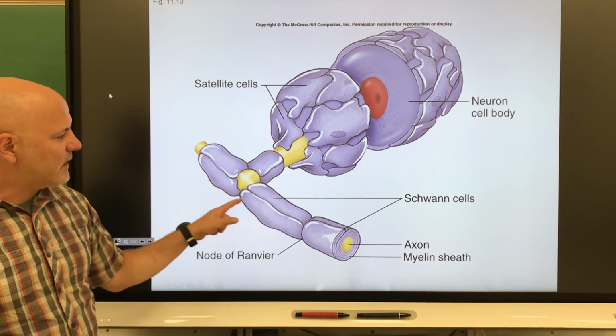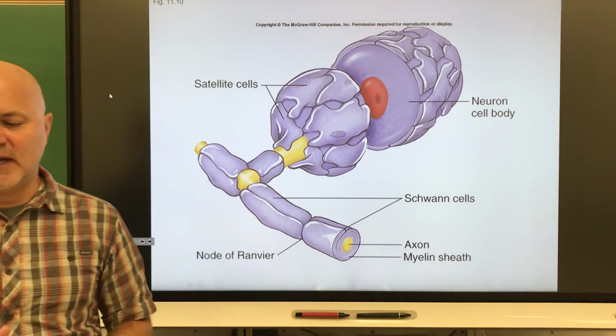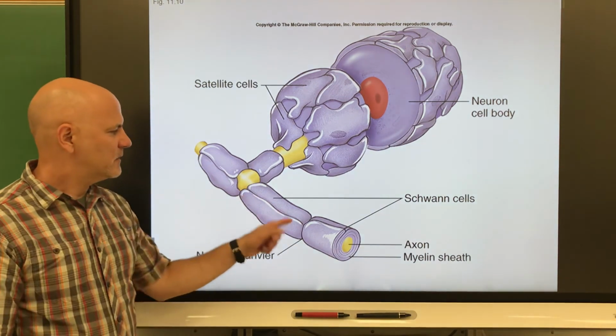And next are Schwann cells. So this is a Schwann cell. These are cells that provide a myelin sheath around axons in the peripheral nervous system. So that's a Schwann cell.